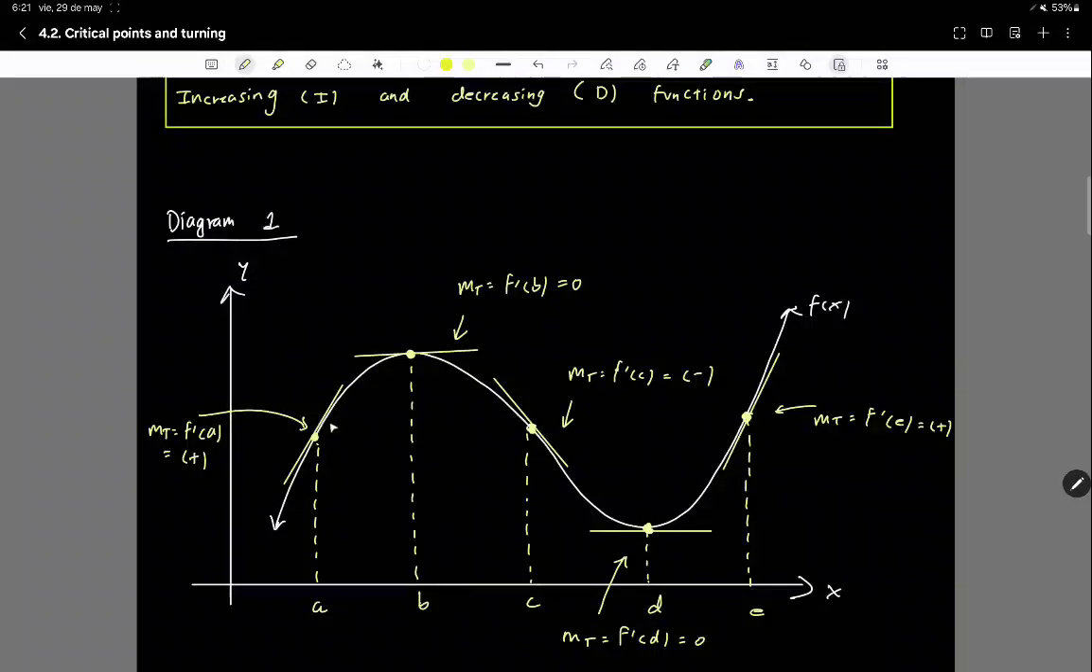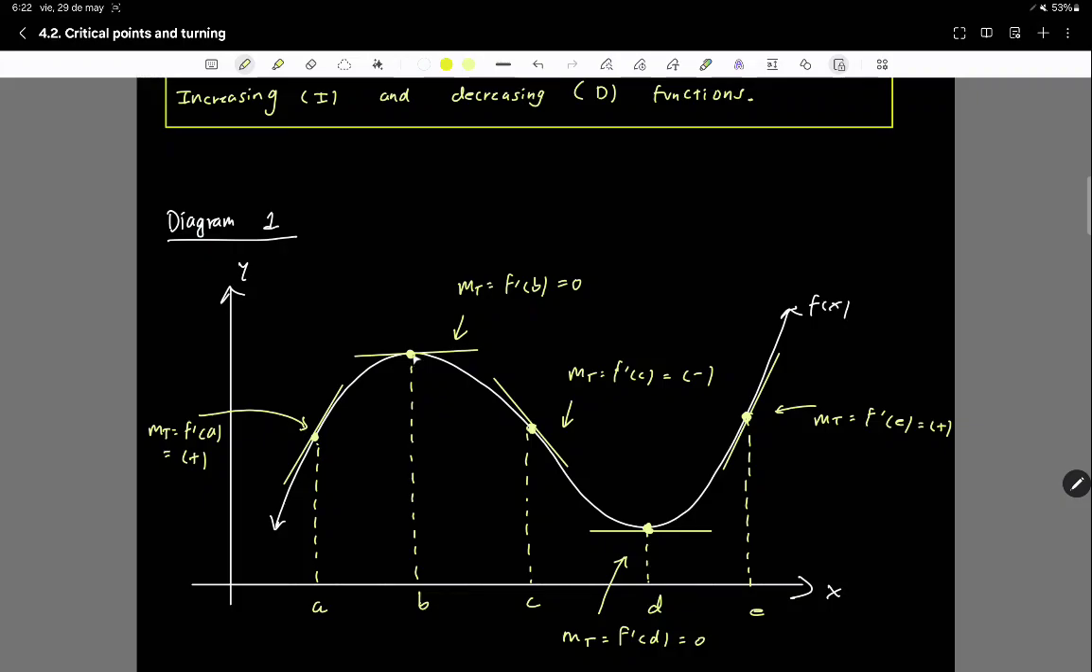I want you to take a look at the function in white, just in this section from point A to point B, and see how it's growing. As we move from left to right, we can see that the function goes up. So we say the following: we say that the function f is increasing over A to B. Over this interval from A to B, the function is increasing. It's quite easy to understand why, right?